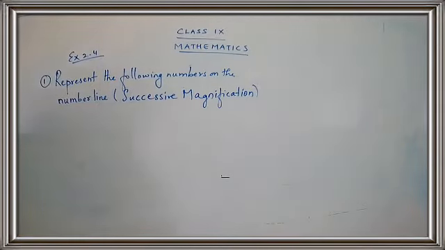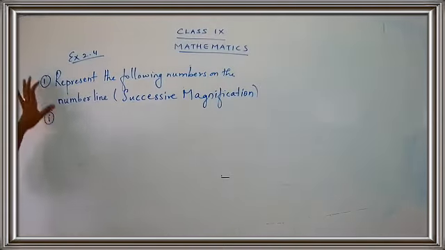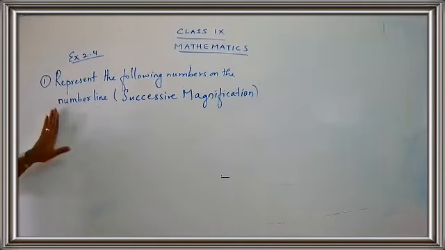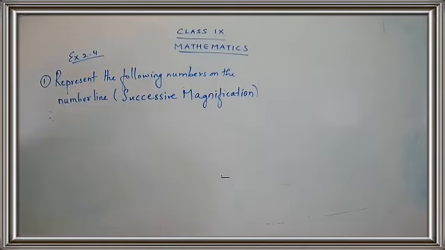In the first sum, it's 5.348. I need a bigger line space, so I'll be rubbing this part. Just stay on this question, children. I'll rub this and I'll take down the question. You just add your successive magnification. We are going to use the method successive magnification. So represent the following numbers on the number line using successive magnification. Have you written the question?